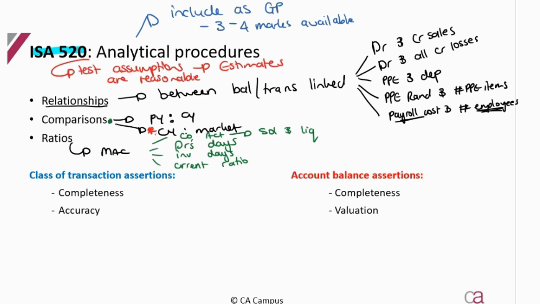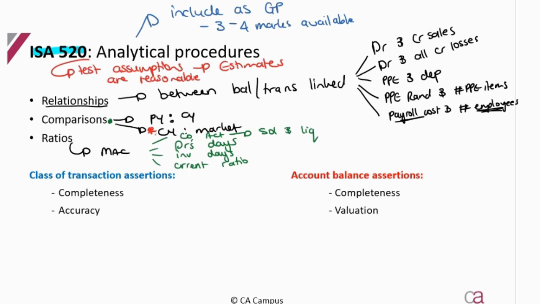So the key with analytical procedures is they don't give me detailed evidence. That's why they're not called test of detail. They give me reasonable and reasonability evidence. Does this seem to make sense based on what happened in the prior year? Does this seem to make sense based on the link between this balance and the transaction that I've already audited?